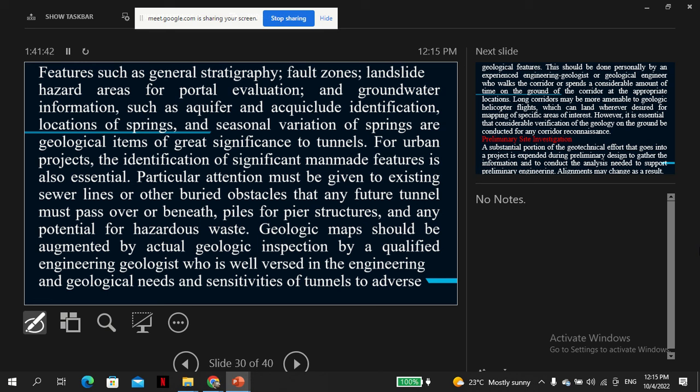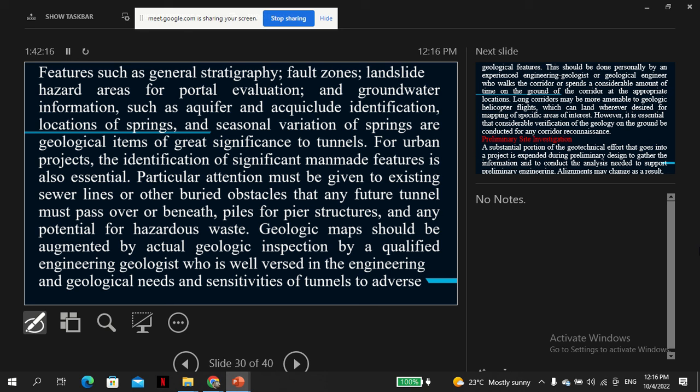For urban projects, the identification of significant man-made features is also essential. Particularly, attention must be given to existing sewer lines or other buried obstacles that any future tunnel must pass over, or beneath piles for existing structures, and any potential hazardous waste. I've already talked about the nuclear.